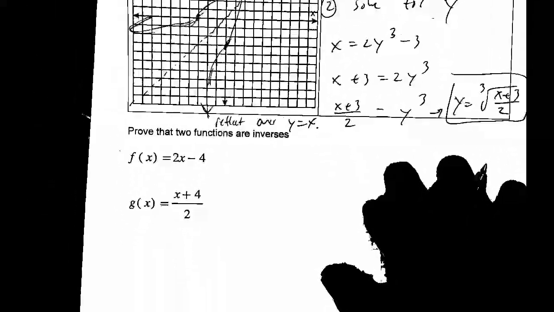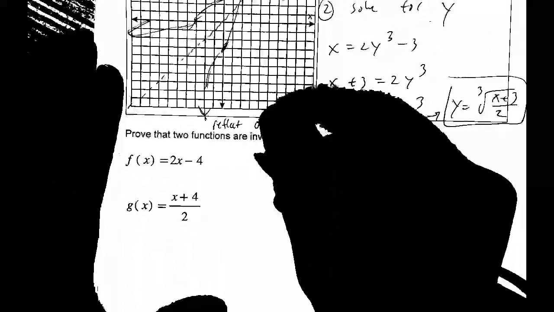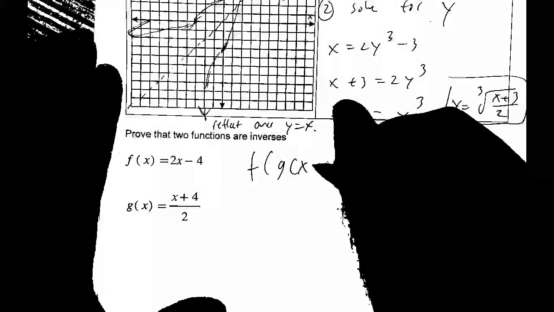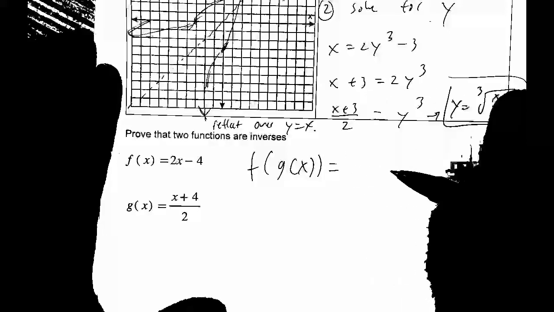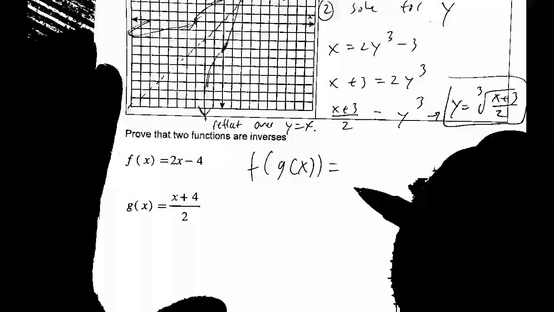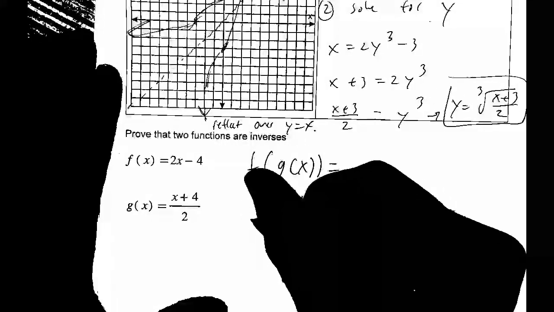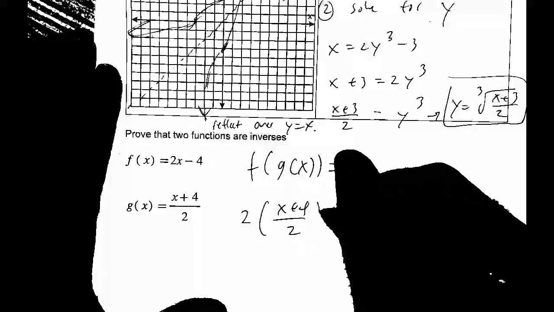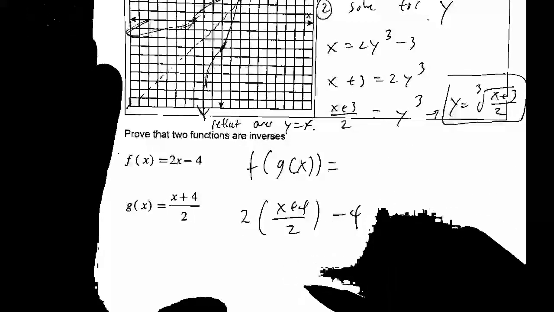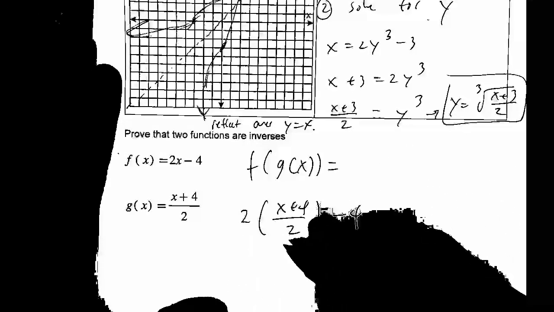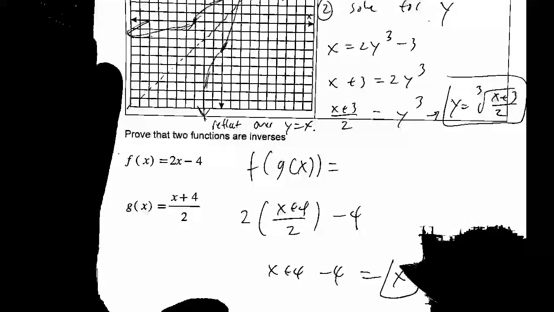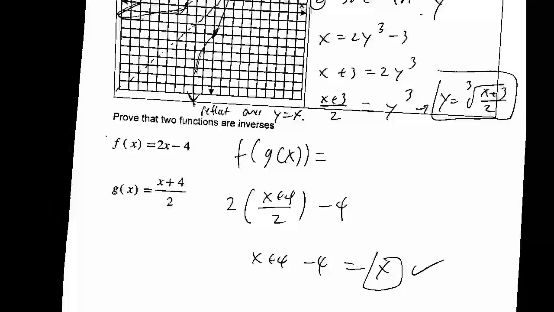Okay. Prove that two functions are inverses. So you can prove that they're inverses if you take the composition of each other, and it equals x. So in this case, if we did f of g of x, it would be 2 times x plus 4 over 2 minus 4. That would be x plus 4 minus 4, which is just x. So by composing them, you get x. That makes them inverses.